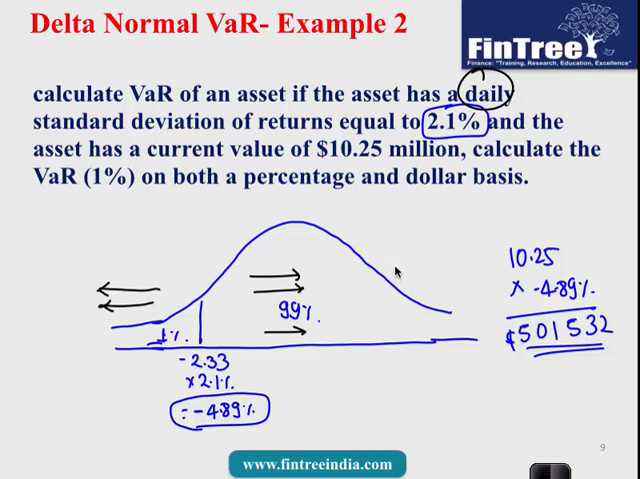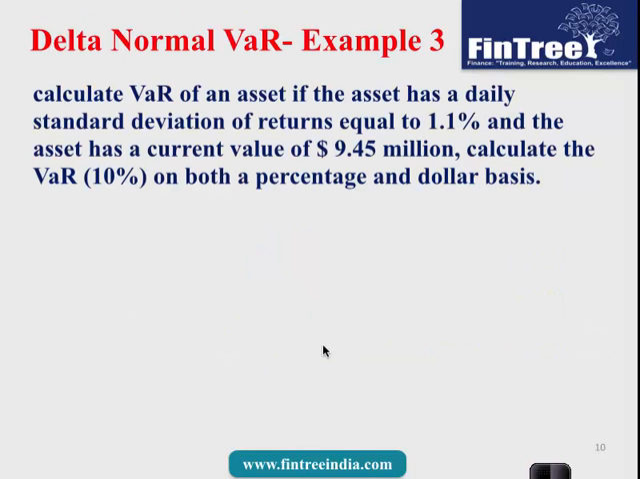Now if nothing is mentioned, if they have not mentioned returns, we assume 0 returns. So if I ask you what is the probability of making profit, it will be 50%, because 0 is your center. So probability of making profit 50%, probability of making losses 50%. Is that making sense? Example 3.